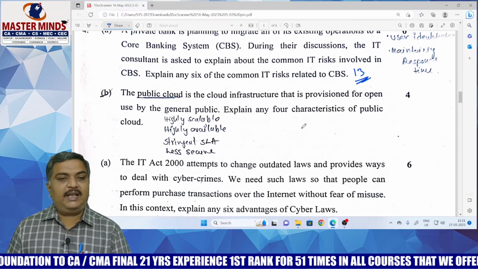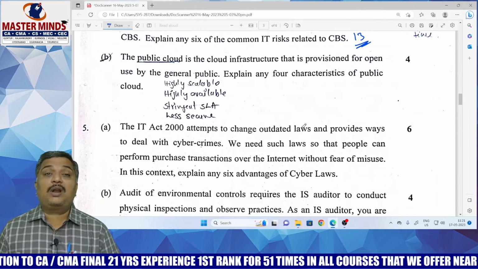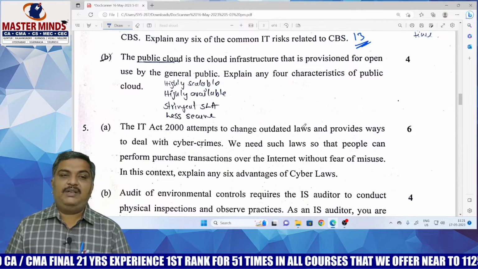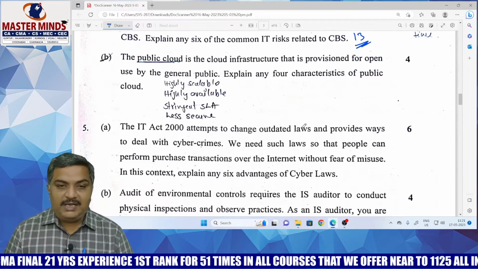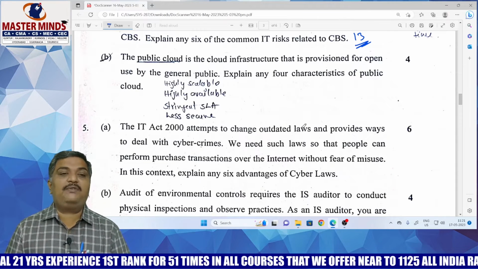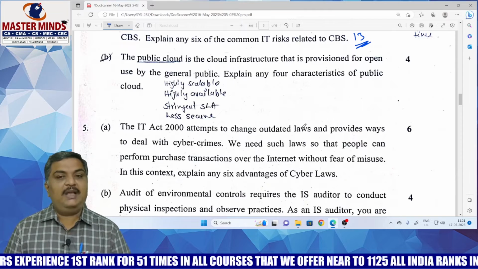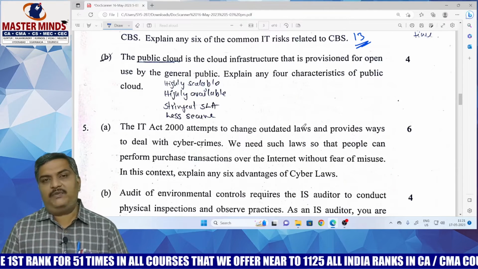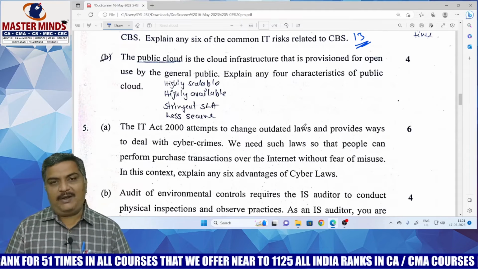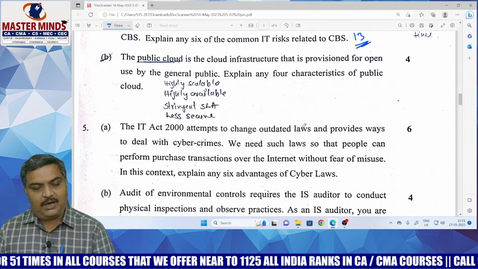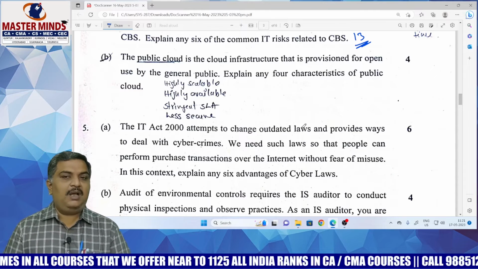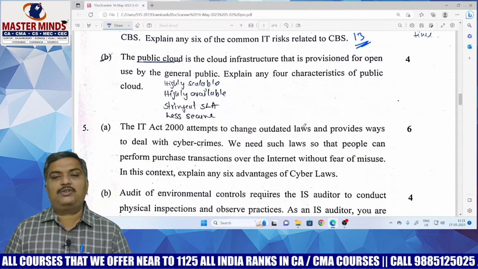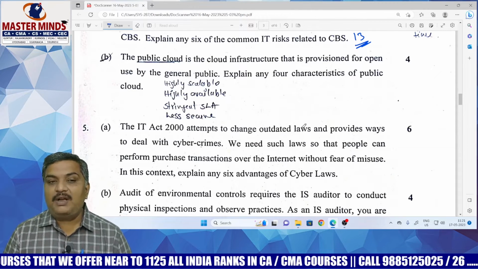And the next thing is related to cloud computing. The public cloud is the cloud infrastructure that is provisioned for open use by the general public. Explain any 4 characteristics of public cloud. So already we know we have public cloud, private cloud, hybrid cloud, and community cloud. And here you are being asked to write about the characteristics of public cloud.